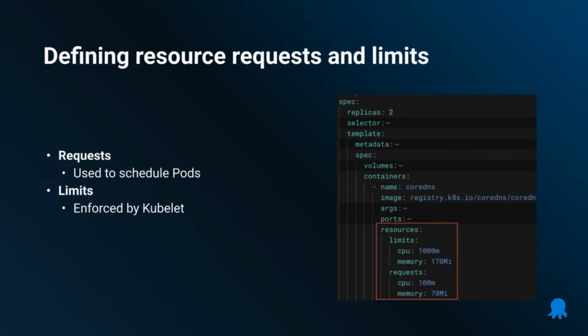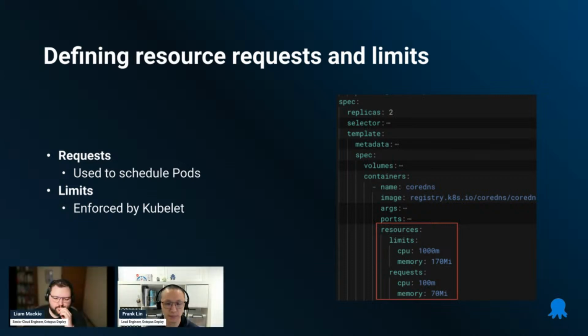In a nutshell, the request values are used to decide whether a node has enough free capacity to accommodate a pod, whereas the limits are the upper bounds that we set, so Kubernetes can make sure that a pod does not end up affecting other workloads on the node.